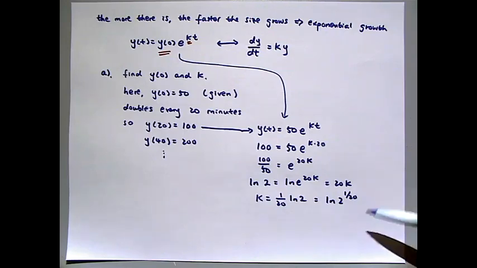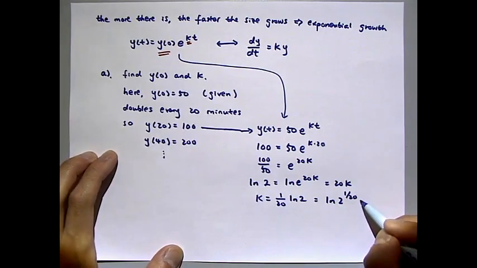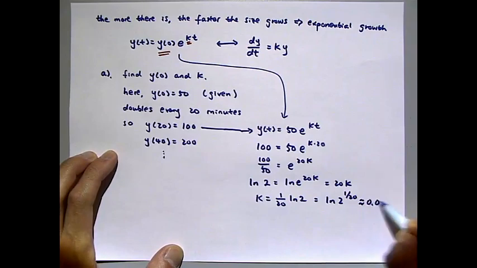And if you have a calculator, you can actually calculate what this is. It turns out to be about roughly 0.035.